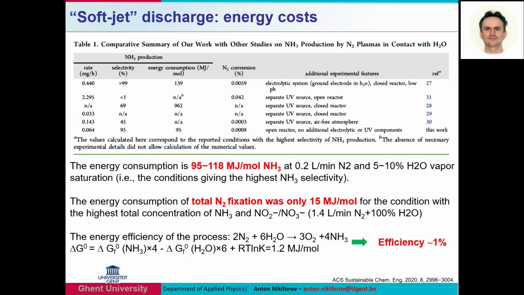However, this was one of the disadvantages. This is a comparison of our results in terms of energy costs with literature.